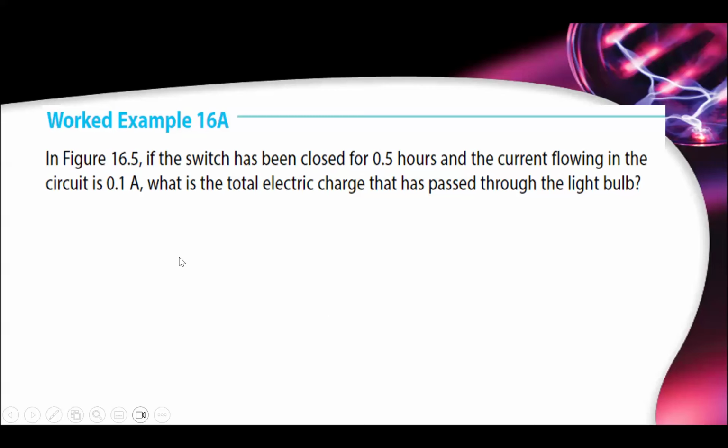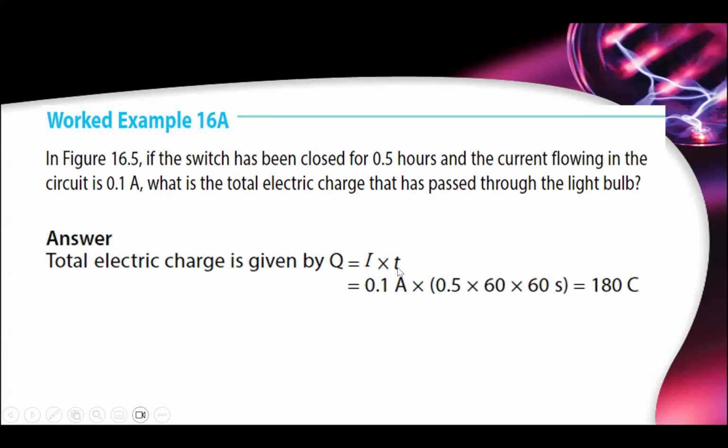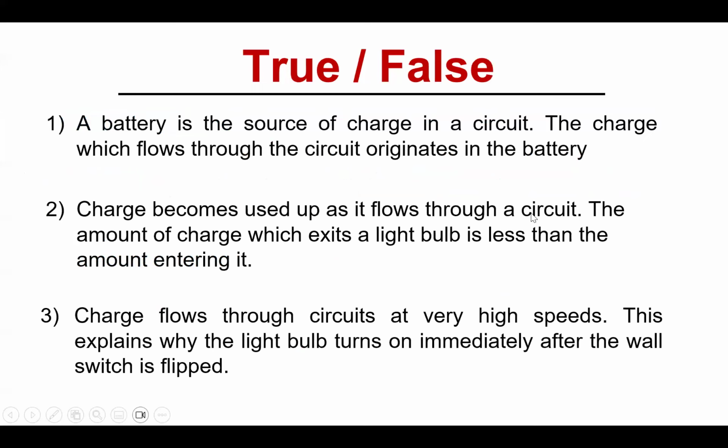Next worked example. In figure 16.5, the switch has been closed for 0.5 hours and the current flowing in the circuit is 0.1 ampere. What is the total electric charge that has passed through the light bulb? In this case, I am interested in Q, the electric charge. So Q equals I times T. My I is 0.1 ampere and my time is 0.5 hours. Again, change it to seconds, 0.5 times 60 times 60, to get 1,800 seconds, so I have 180 coulombs.